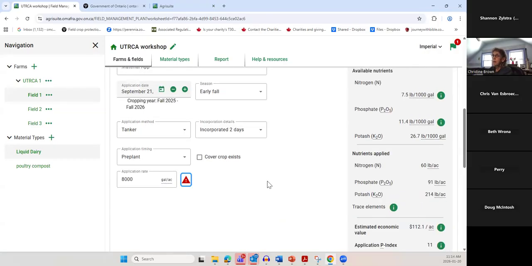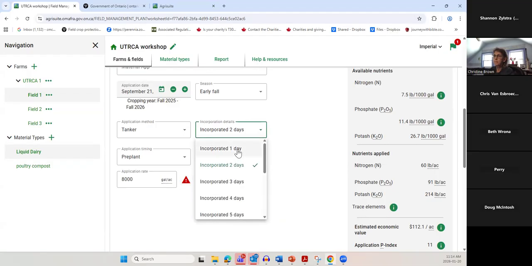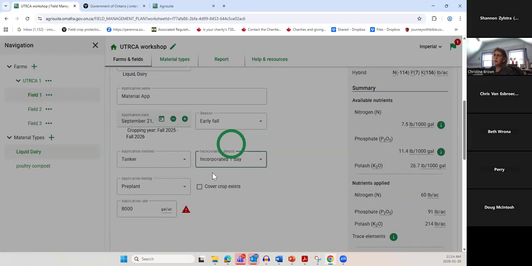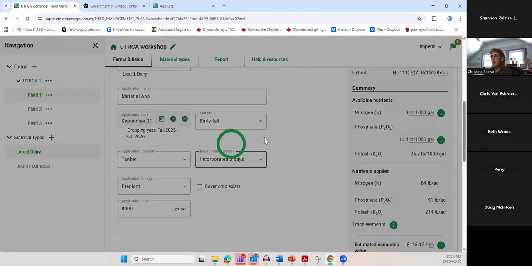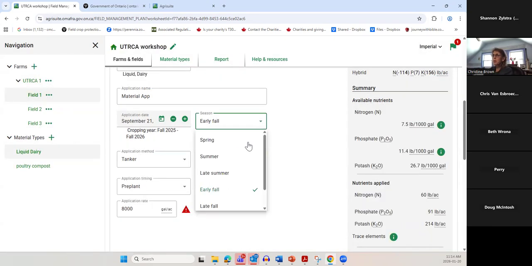So Chris, when you're picking the timing of the manure application or some of those other details like incorporation or cover crop exists, that is changing the amount of nitrogen available to the crop. Yeah. So this is where in this tool, it's really nice to do some exploration. Let's keep it at 2 days. If I was going to apply that in the spring, take a look at how the potash numbers aren't going to change, the phosphorus numbers aren't going to change, the nitrogen is going to change quite a bit.